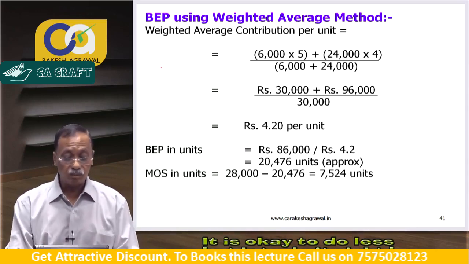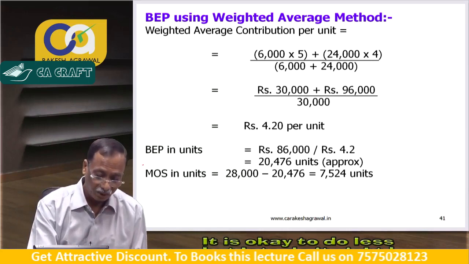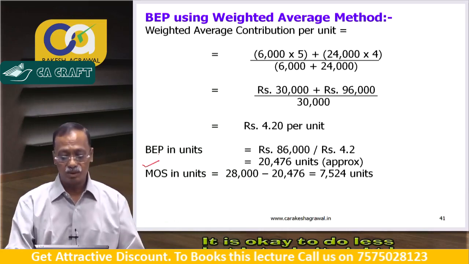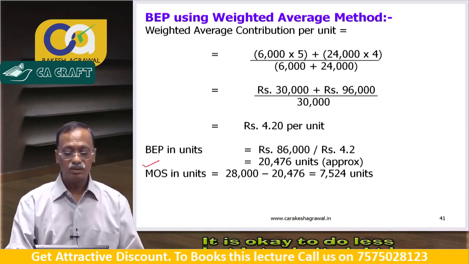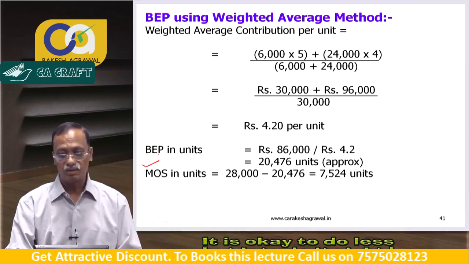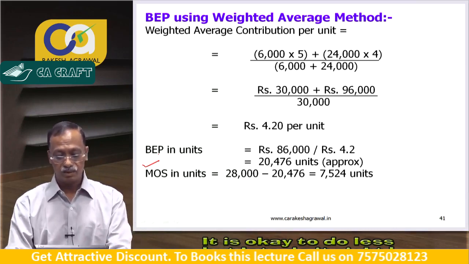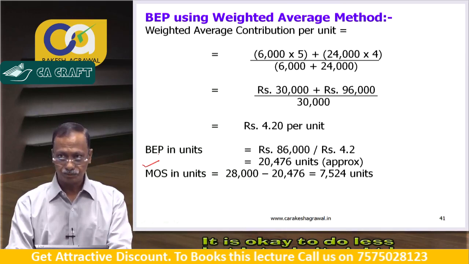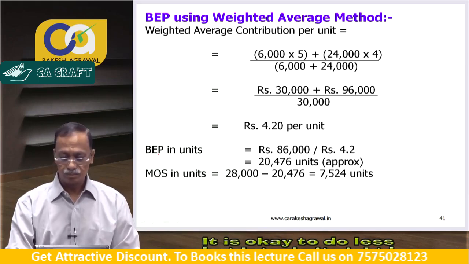One more thing, margin of safety also, write down please. MOS in units is equal to 28,000 minus 20,476, which is equal to 7,524 units. Done? 7,524 units.